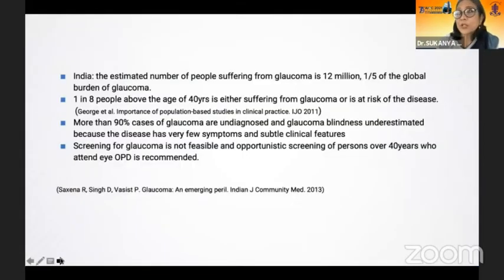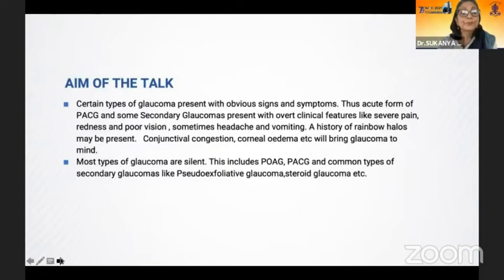Now, glaucoma is not an uncommon disease. In fact, one fifth of the global burden of glaucoma is within India. Studies have shown that 1 in 8 people above the age of 40 is either suffering from glaucoma or is at risk of the disease. Now, screening for glaucoma is not feasible, as I've said before. So opportunistic screening of persons over 40 years who attend the OPD is recommended.